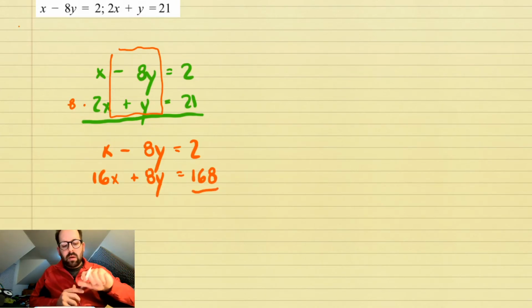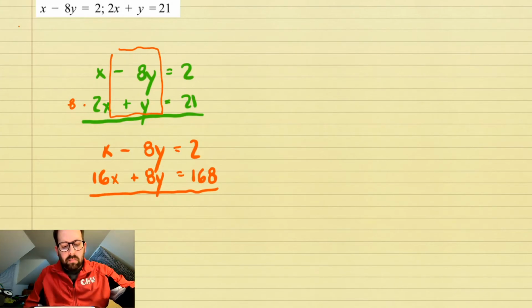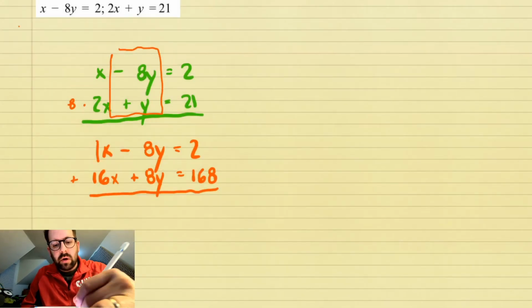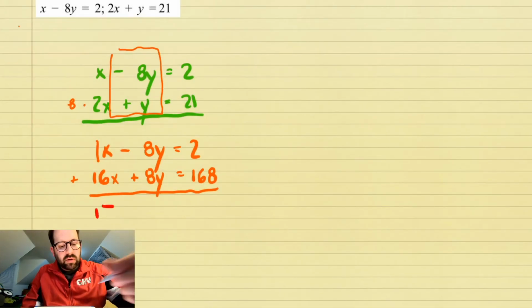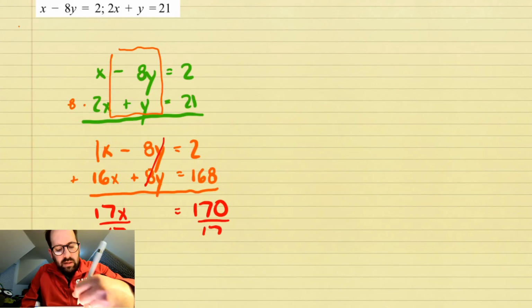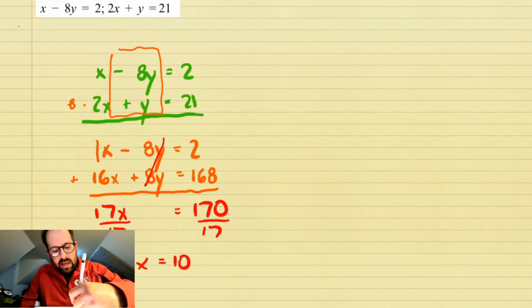Okay, so now this step, I got my y's to be the same numbers. That's the letter I picked. They're already opposites. One's a positive, one's a negative, so I don't need to change anything. So I'm just going to add straight down. 16 plus 1 is 17 x's. The y's cancel out. They literally make 0, so those are gone. 2 and 168 makes 170. So in this case, if I divide by 17, my x is a 10.